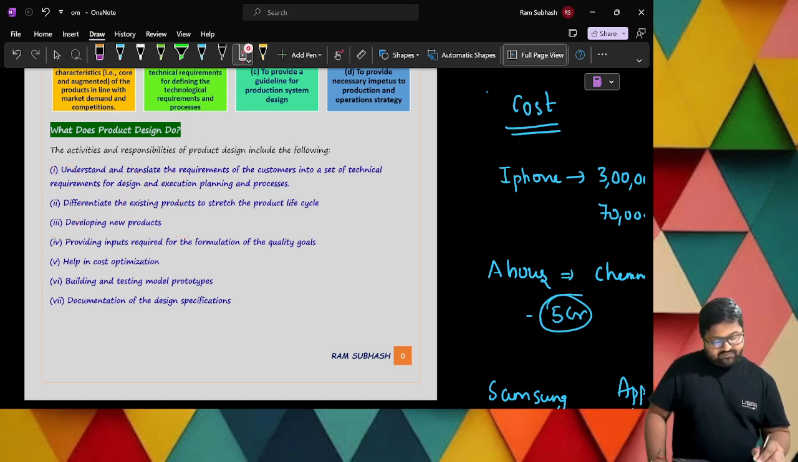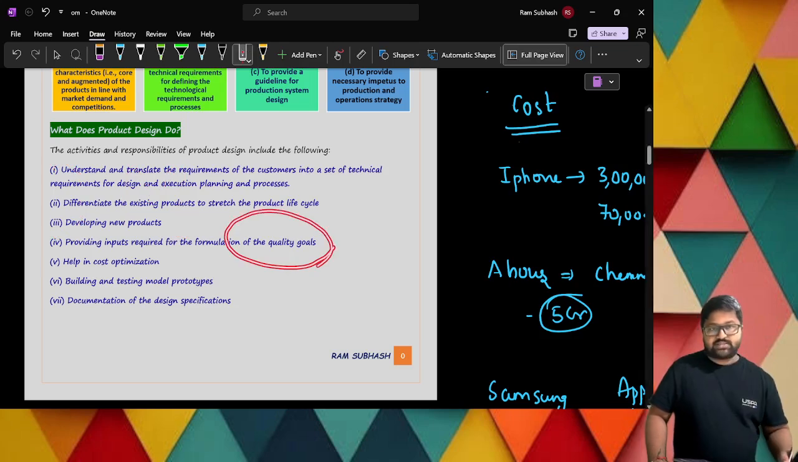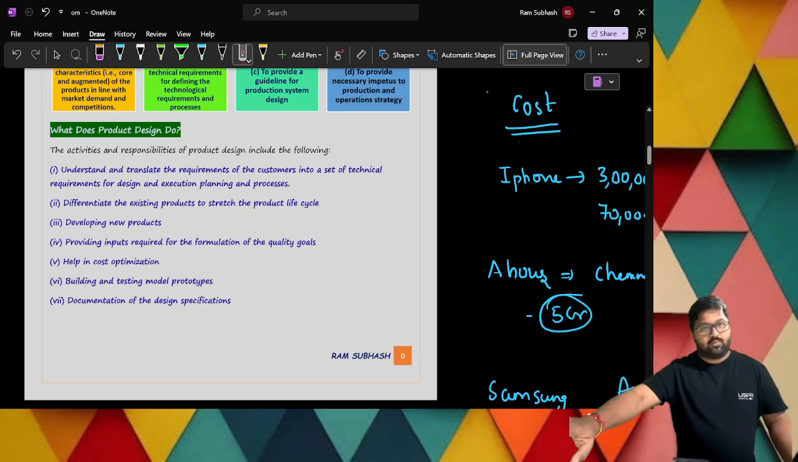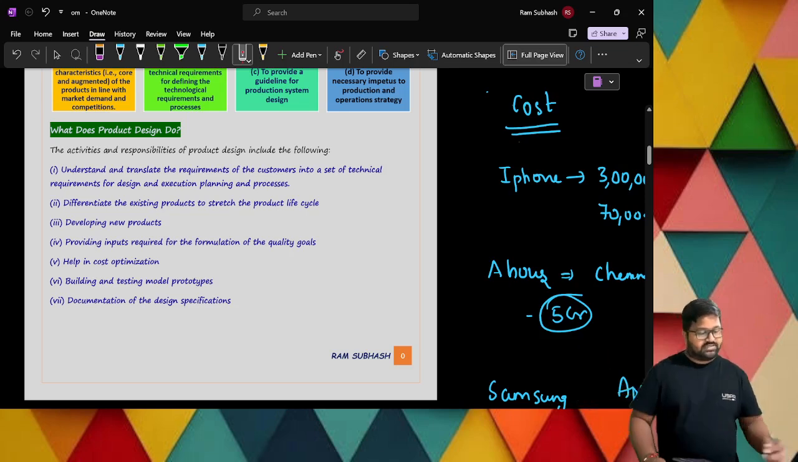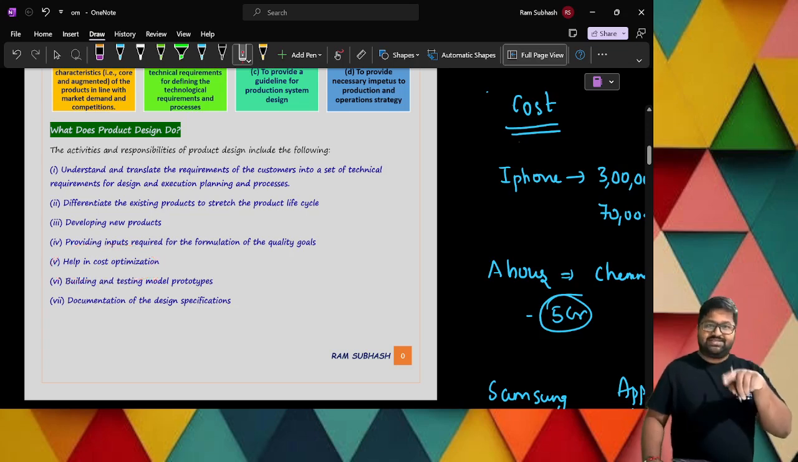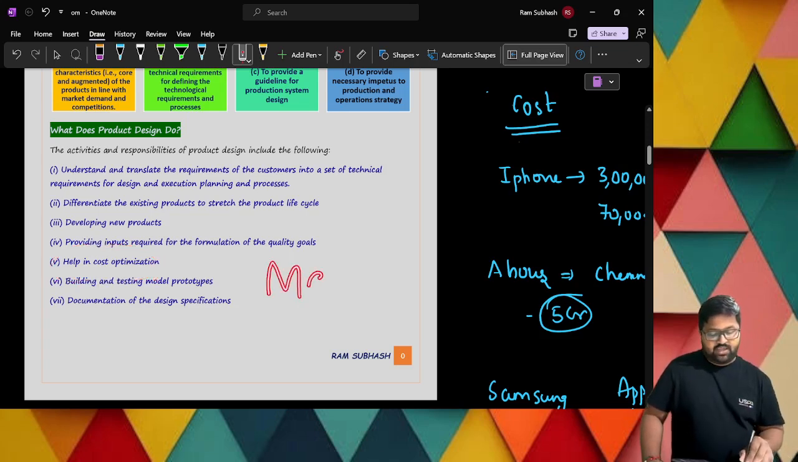Okay. Next, providing inputs required for the formulation of quality goals. The quality is being mentioned here. If you give good input, the end product will be a quality one. Next, help in cost optimization. This is our second point. Marketability, cost, and quality: we have dealt with quality, we have dealt with cost. So these are the things we are identifying here.